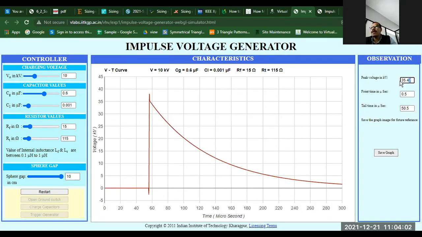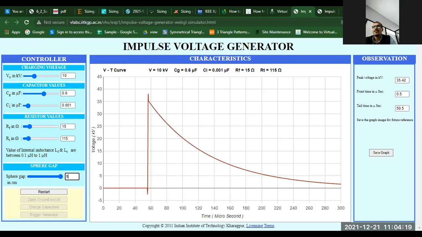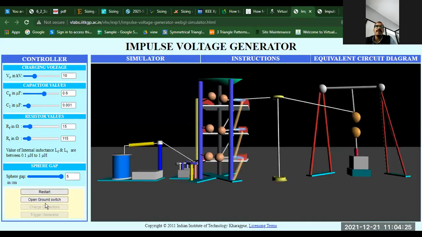So what is my value for the peak voltage? You can understand that whenever I increase the spark gap, the magnitude is increasing. Now again I'll show you. I will just reduce it to 5. Okay, now you can check here, for the 10 this is 35. For the 5 centimeter, I'll click on restart.